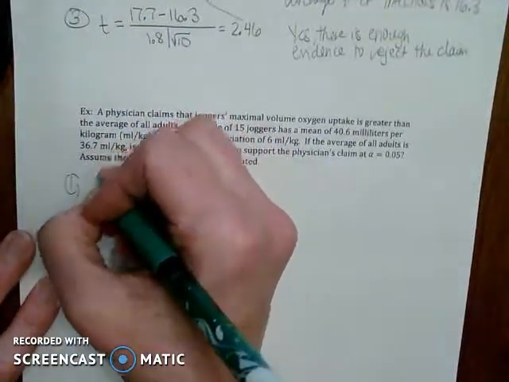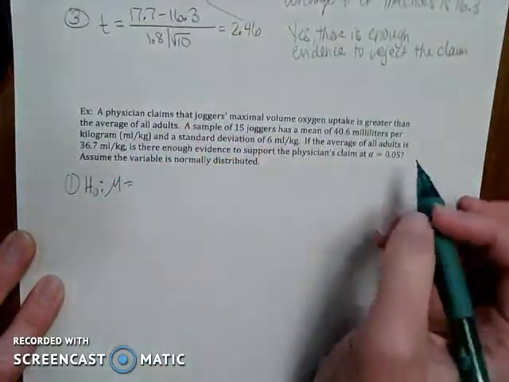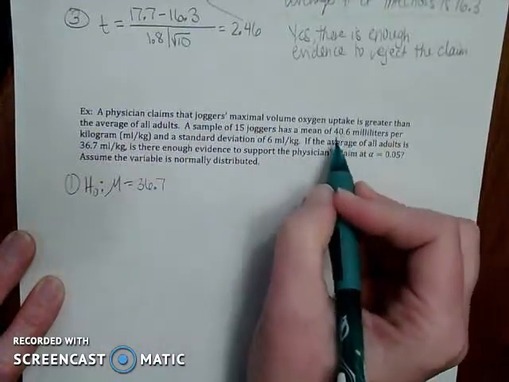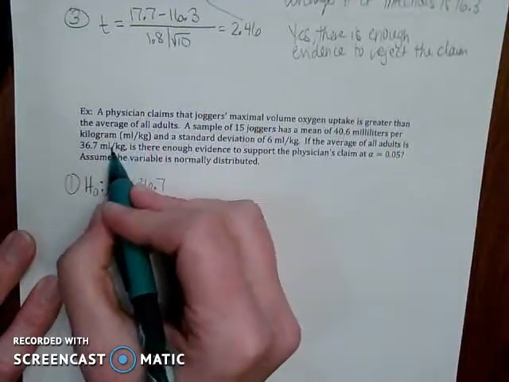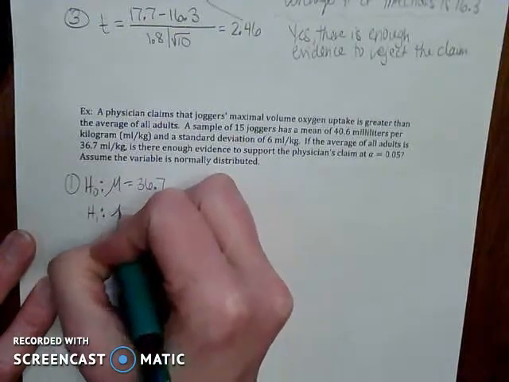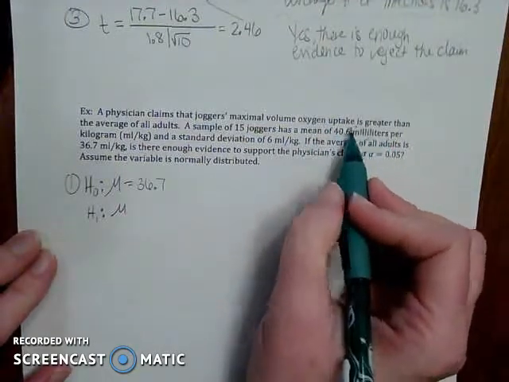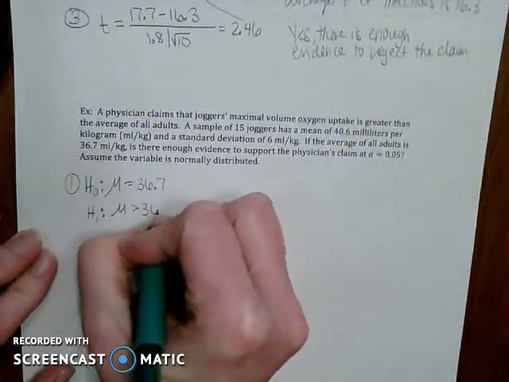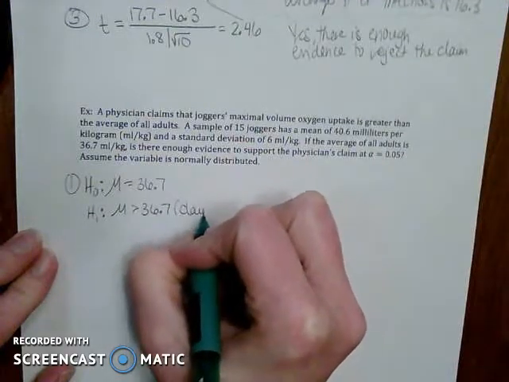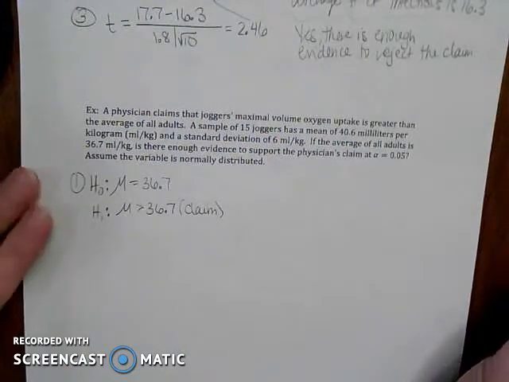So, step 1, H sub 0 mu equals, right now, we think it's 36.7. Okay, so this is the sample mean. This is what the mean is right now. H sub 1, it says that he thinks, or the physician, I'm just going to say he thinks it's greater than the 36.7. And that's his claim. Even though it doesn't say the word claim. Oh, it does say claim, sorry. So yeah, that one's easy to figure out.